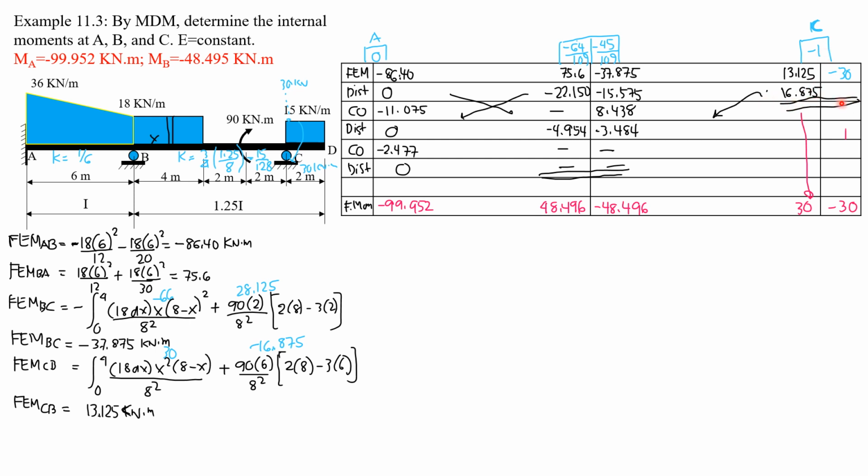Then we lock this finally because we know that the final moment for CD is negative 30 and this is also positive 30. So that's why we have to lock that finally.